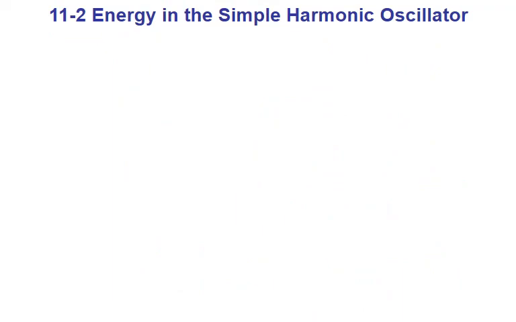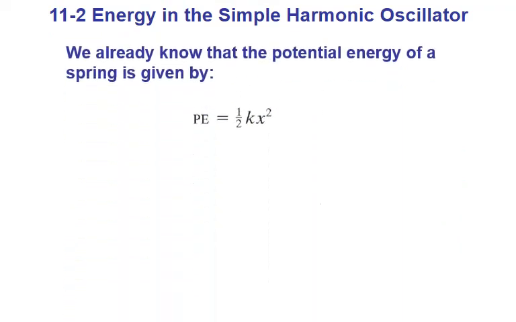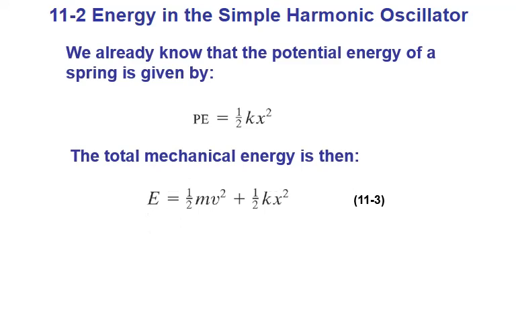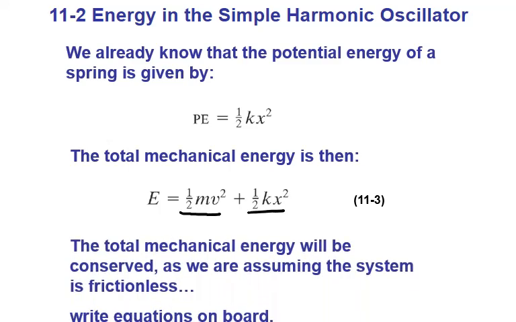Okay, so for energy in a simple harmonic oscillator, we're dealing with the potential energy as well as kinetic energy. And so the potential energy is 1/2 kx squared. The kinetic energy is 1/2 mv squared. So we add them both up to get the total amount of energy.